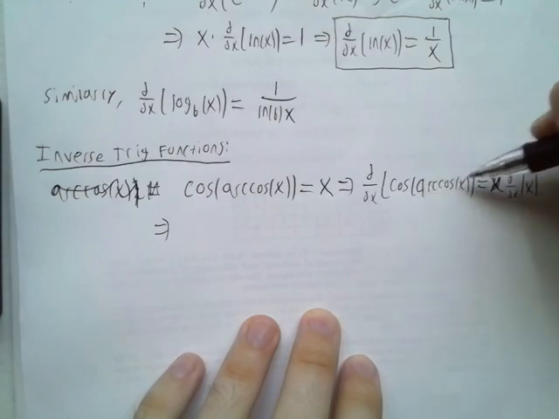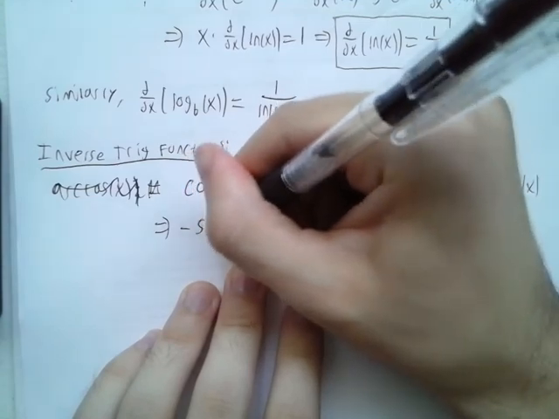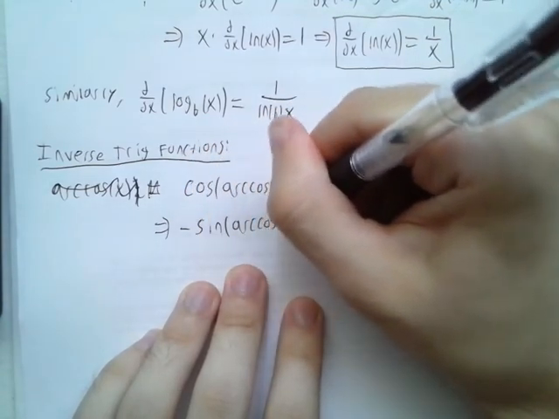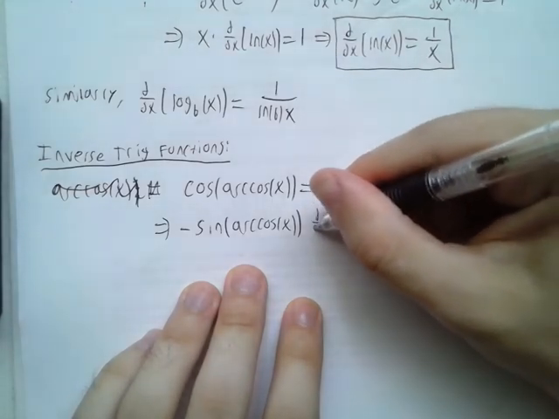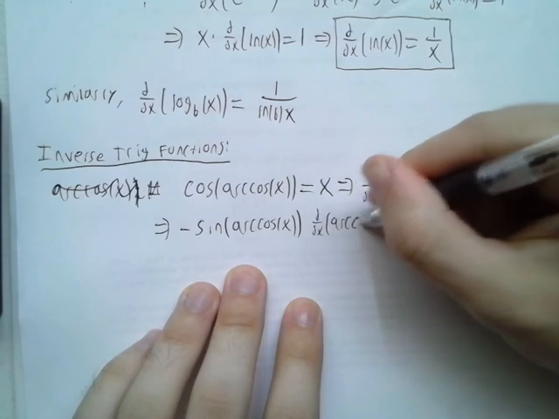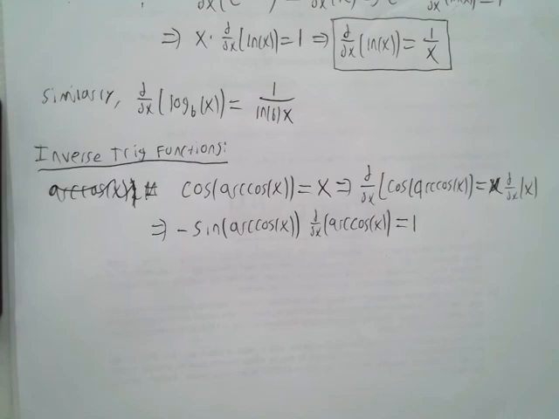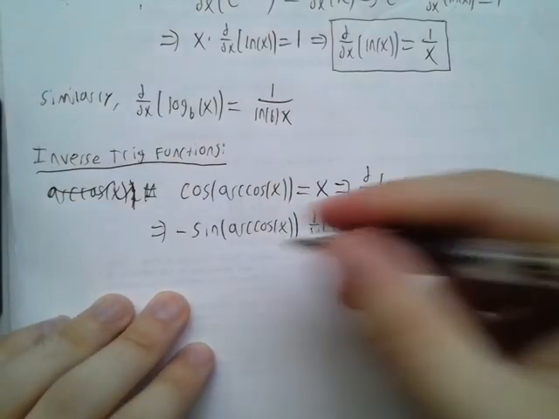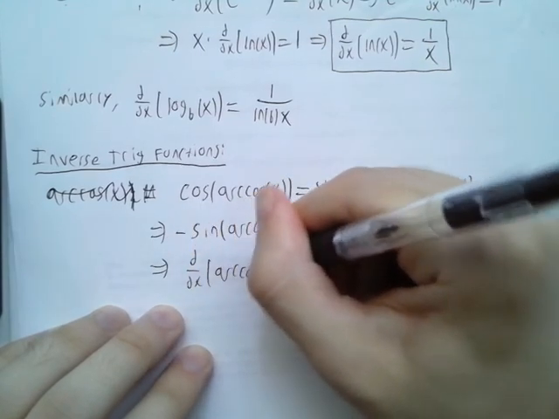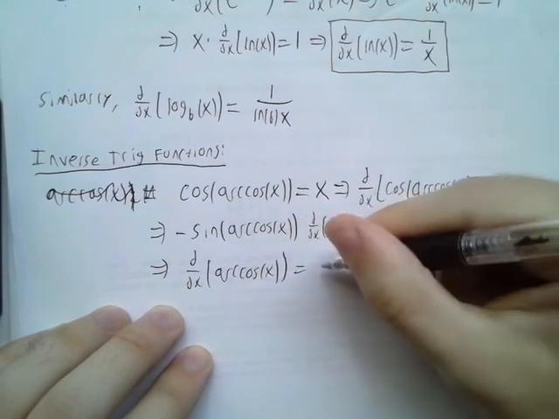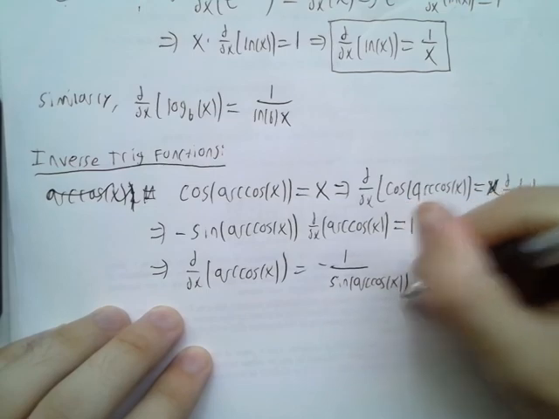And for the derivative of cosine of arc cosine, we have to use the chain rule. The derivative of cosine gives us negative sine of arc cosine of x. And then we have to multiply by the derivative of the function on the inside, which is exactly what we wanted to figure out, the derivative of arc cosine of x. We know that this entire thing has to be equal to 1. So if we rearrange this, we get that the derivative of arc cosine of x is going to be equal to negative 1 over sine of arc cosine of x.